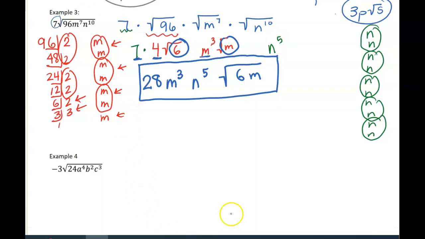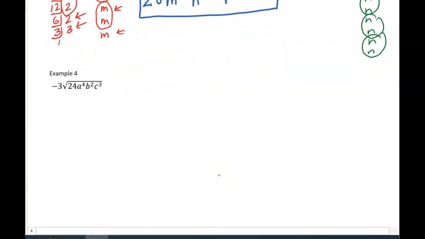I want you to try to give example 4 a try on your own. Pause this, do as best as you can. Who cares if you screwed up, you have an eraser, and then we'll go over it when you get back.